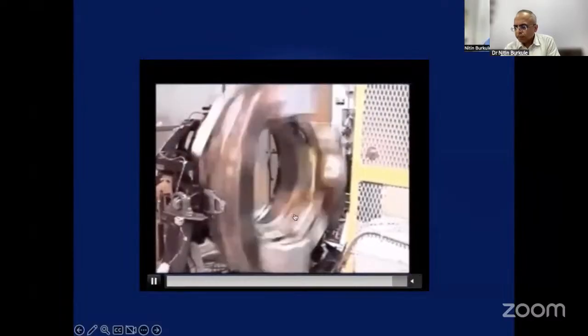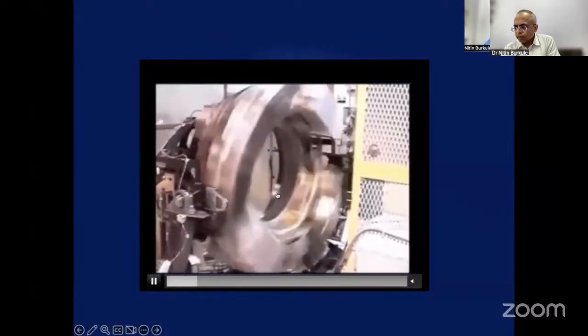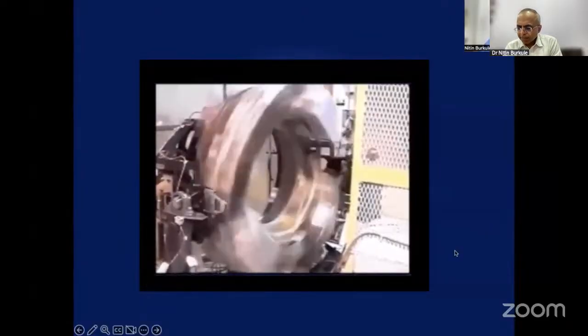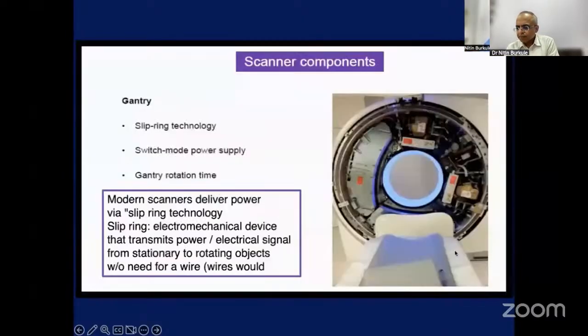This is what actually goes on under the hood. If you showed this to the patient, next time the patient will not enter the gantry. So this is how the scanners are, and this is the row of detectors, and this is the X-ray tube. And what has made CT scan technology possible is a technological invention known as slip ring technology.